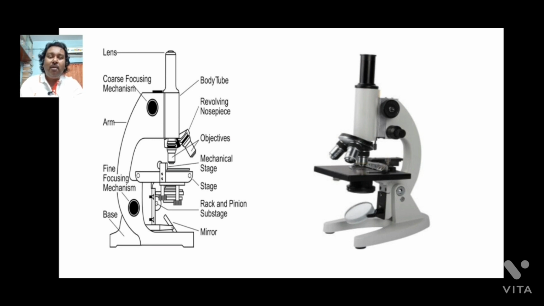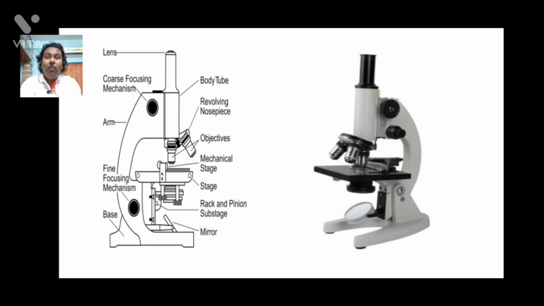In case of the optical part, these are mainly made up of glass. In case of optical parts, the first part is the mirror. The mirror of the microscope is basically plano-concave in nature. Plano-concave means it is a lens that has one side plane and one side concave.